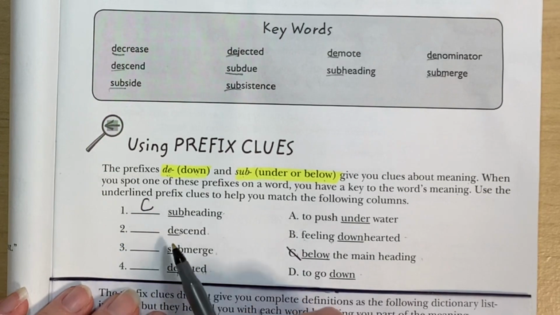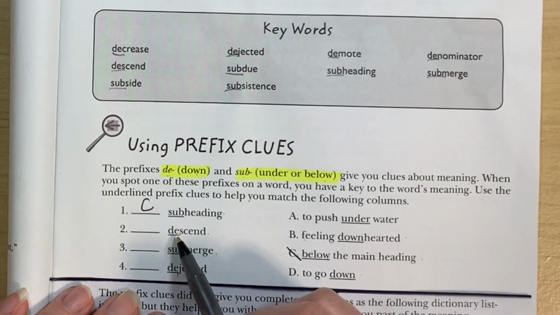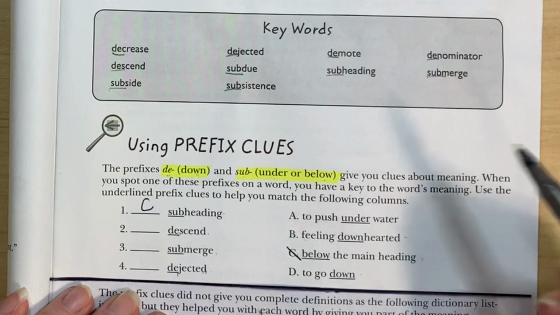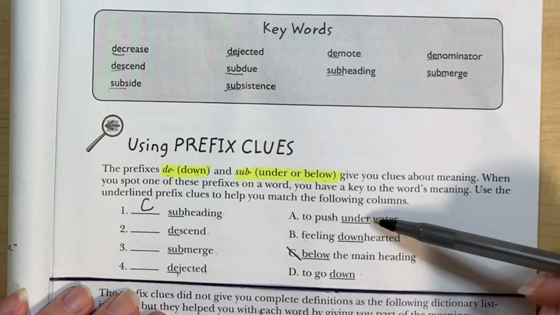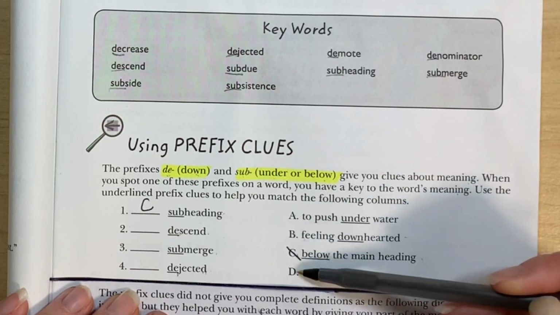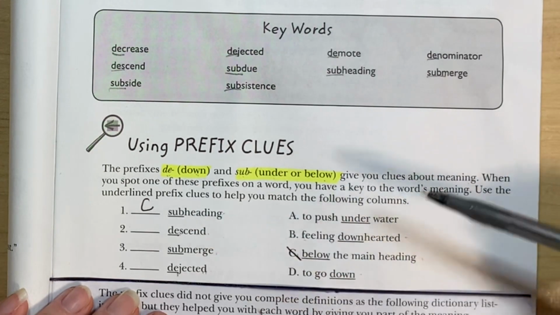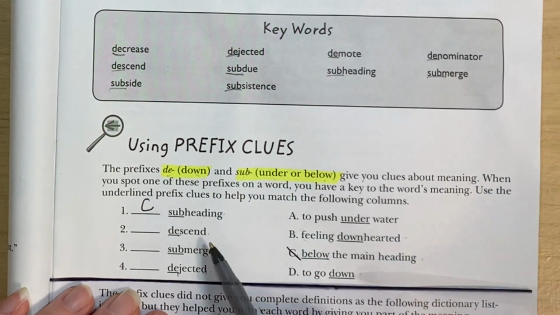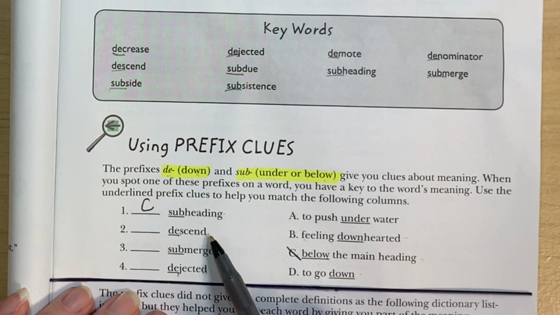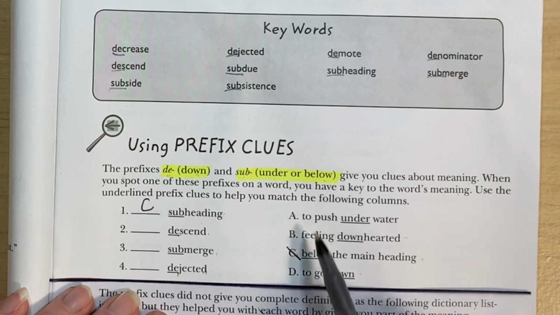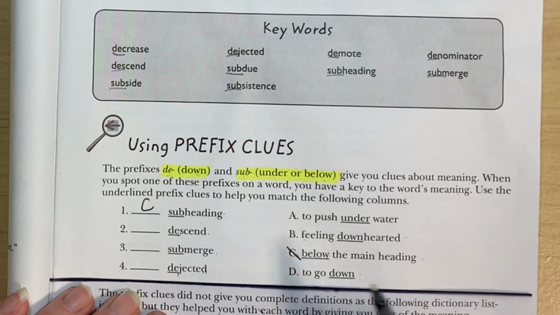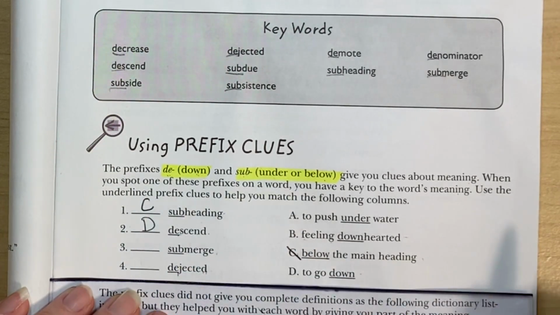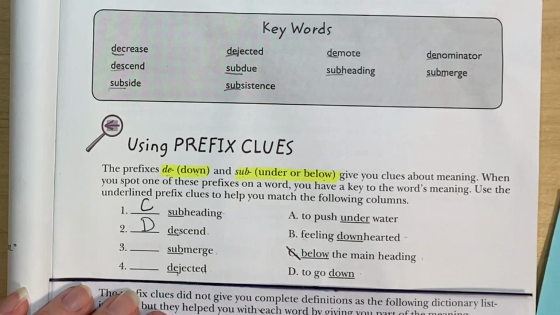Let's look at number 2, descend. Well, our prefix is de, and de means down, so that means we can already know that it's not going to be A. That leaves us 2 choices. Is descend feeling downhearted, or is descend to go down? Well, I know I've heard of the word descend when talking about going downhill or hiking deep into a canyon. So for me, it would make sense to go with to go down. D for 2. Pause here and see if you can finish the next 2, 3, and 4 on your own.